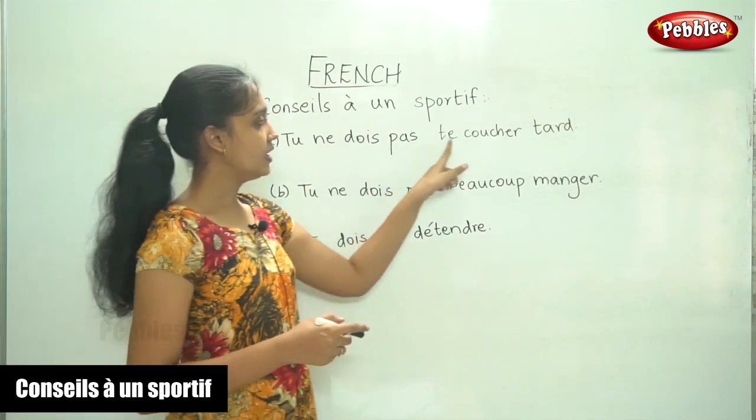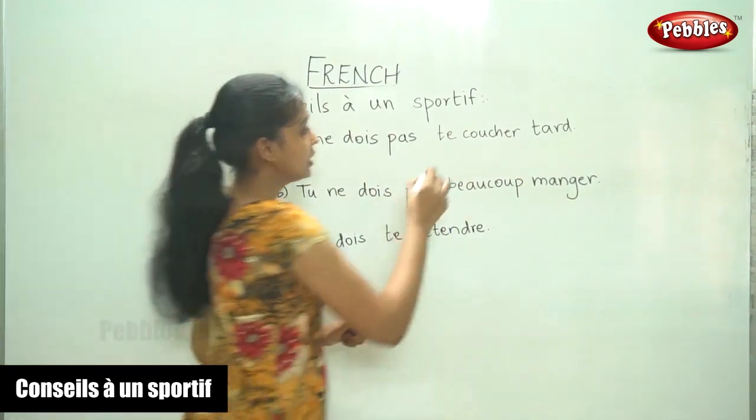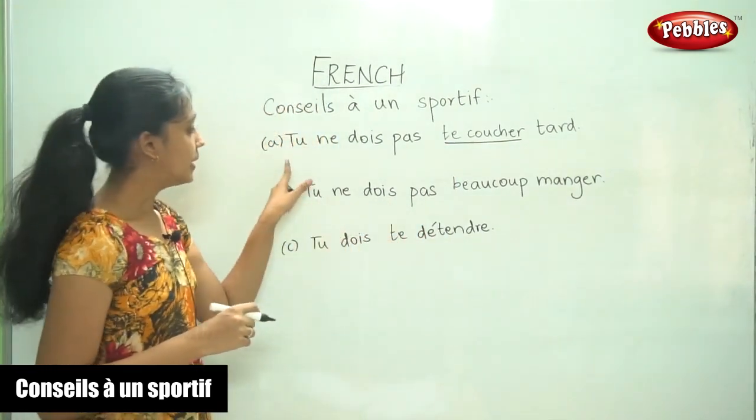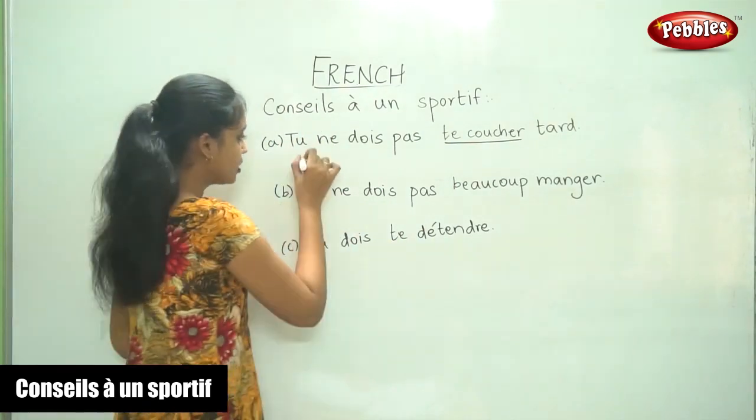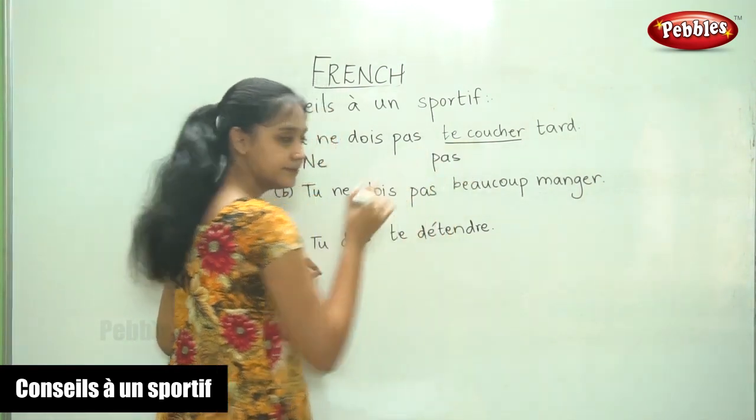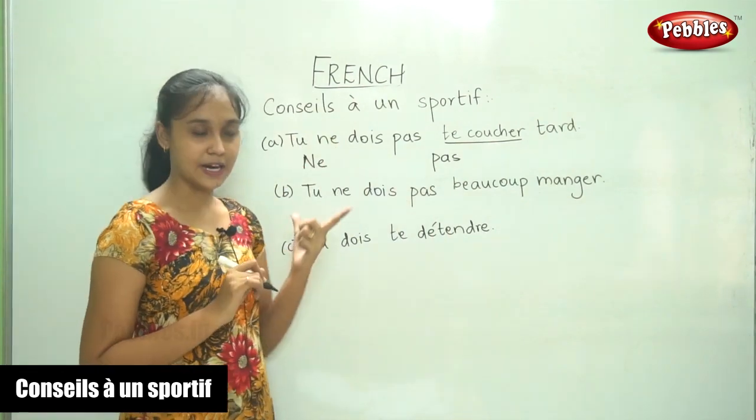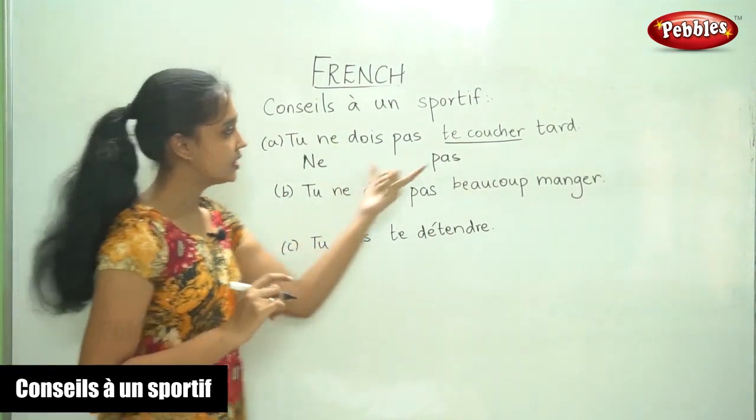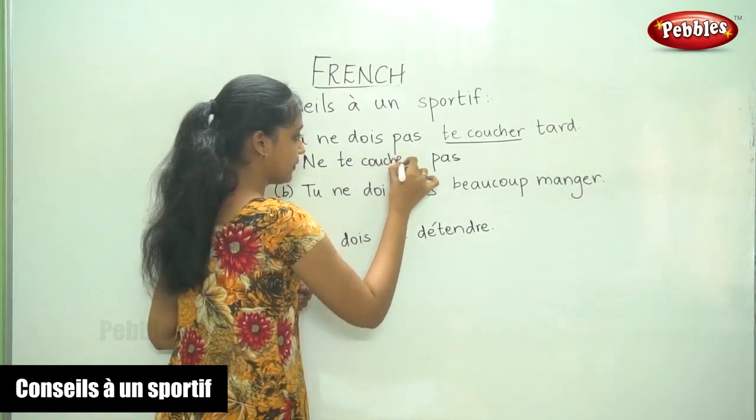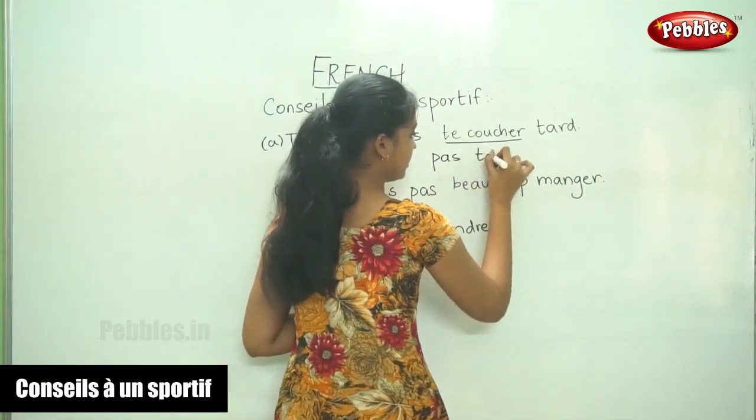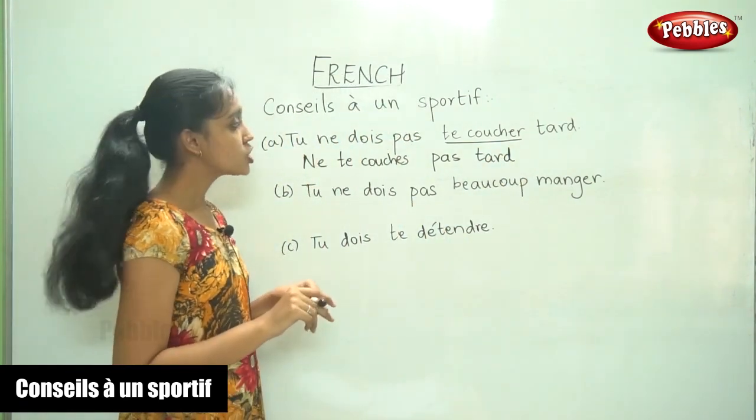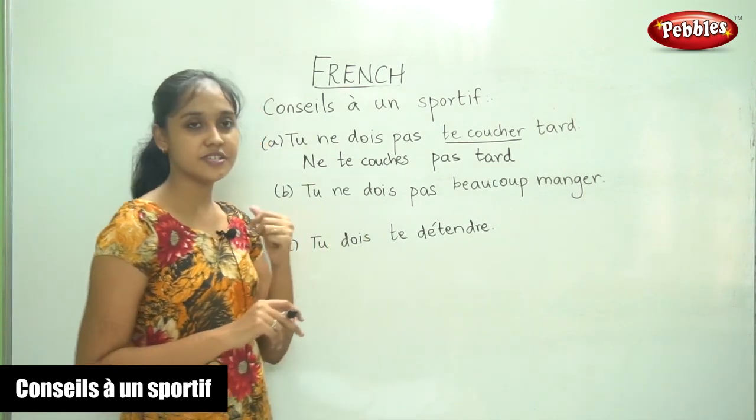Tu ne dois pas te coucher tard. Now the verb here is te coucher. It is in the reflexive form. But the sentence is negative. So negative, ne and pas, right? Ne and pas, and the verb te coucher. Ne te coucher pas tard. So because the sentence is negative, it comes in this form.